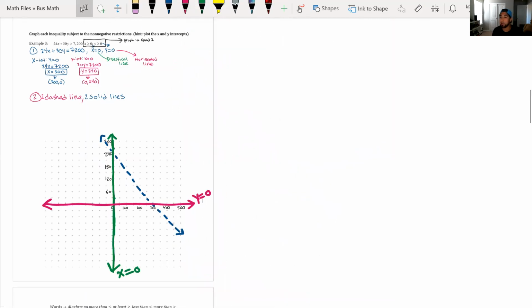Now the last thing to do is pick a test point, which means that we have to pick a test point to the left or the right of the green line, a test point above the pink line or below the pink line, and a test point that is below the blue line or above the blue line. So let's find ourselves a test point.